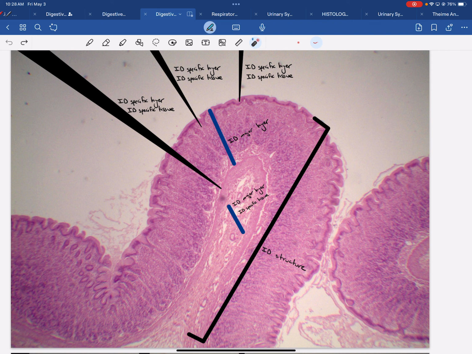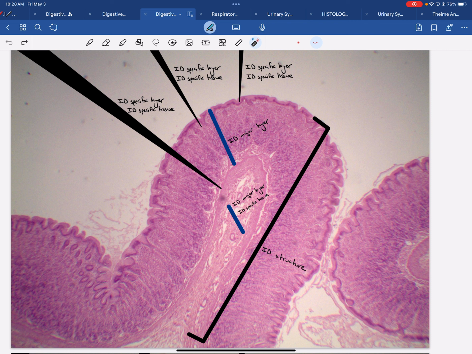What about here and like here? Are these villi? No. So is this the small intestine? No. So this is the stomach, right? So that's one way to do it.